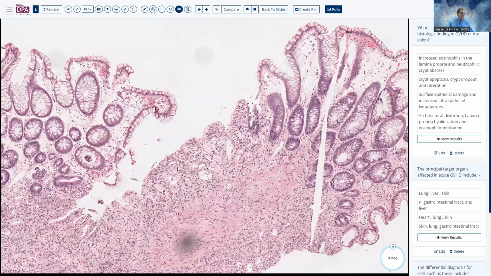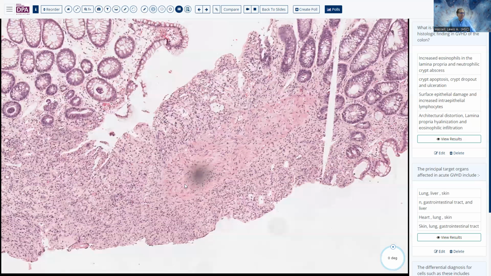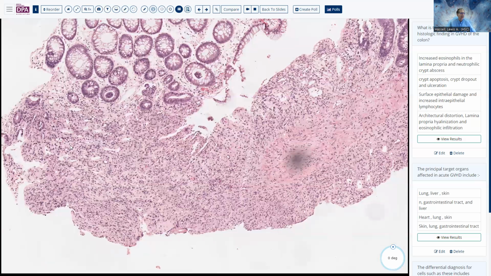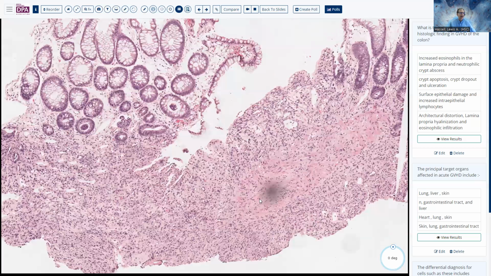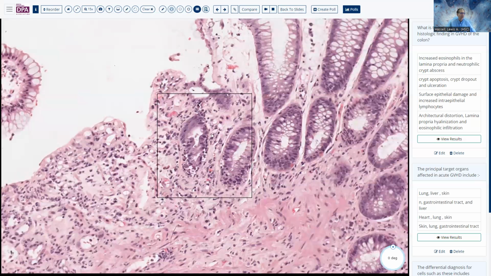And I also see this ulcer. So that further sets me up to think about possible inflammatory mediated diseases. And this came in with the question, rule out graft versus host disease. So what do we do to rule that out?